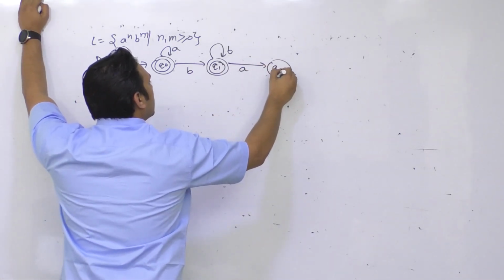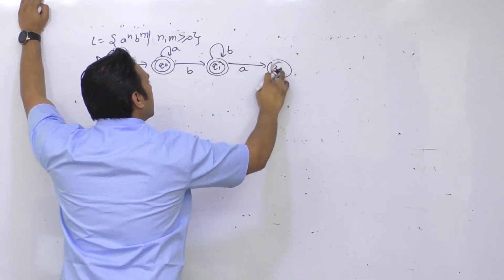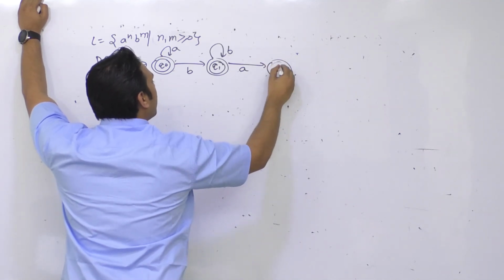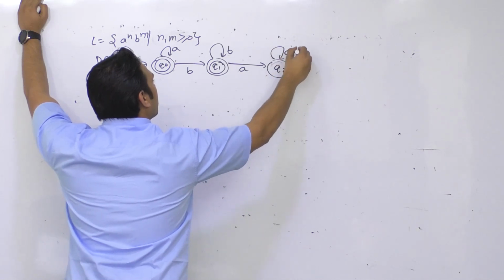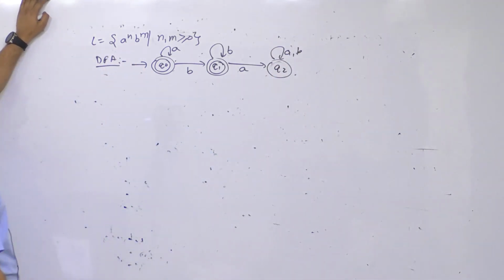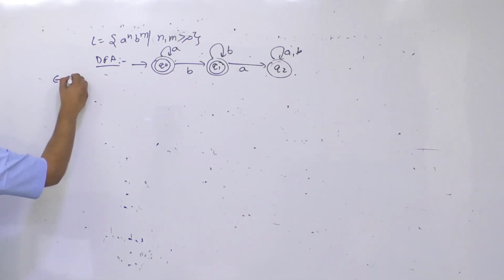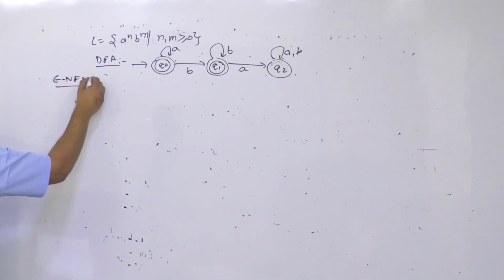go to the state Q2, which is basically a trap state, or you can say dead state. You can give any A or B here. So this is representing a DFA for this. I can also make an epsilon NFA for this, and making an epsilon NFA is much easier.